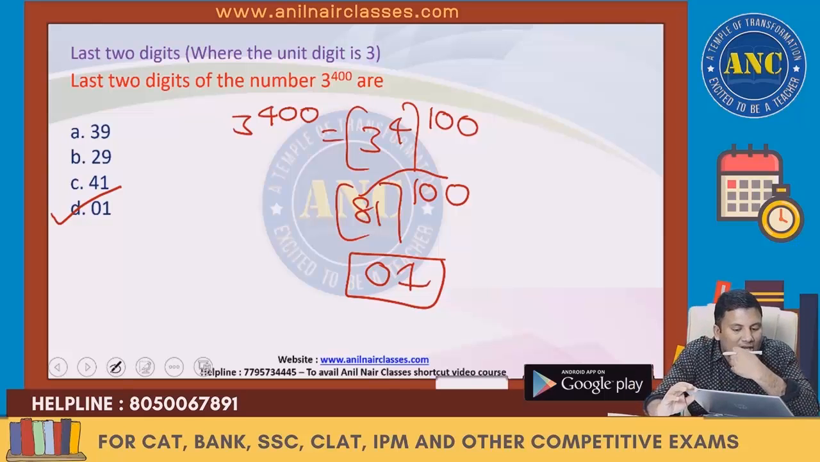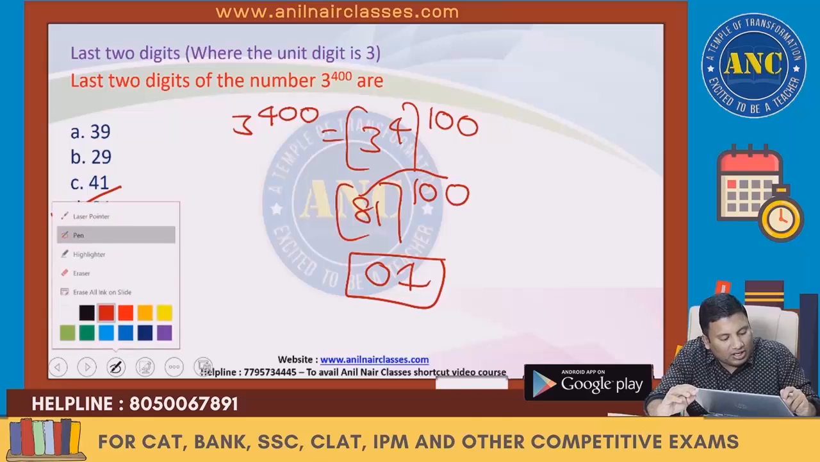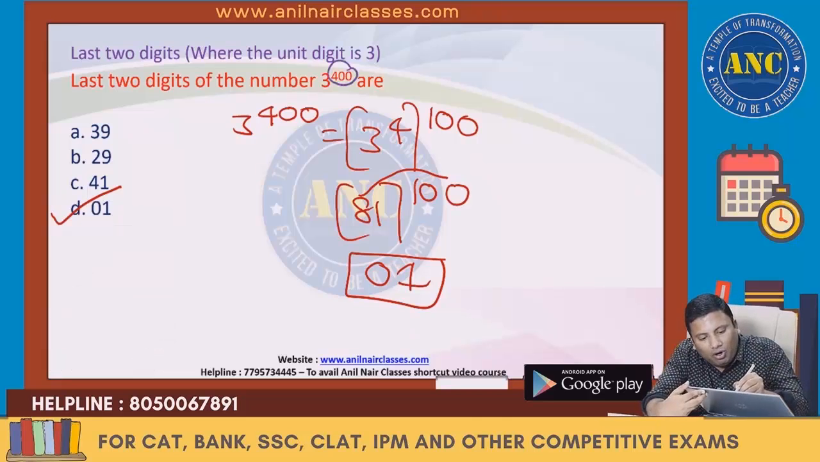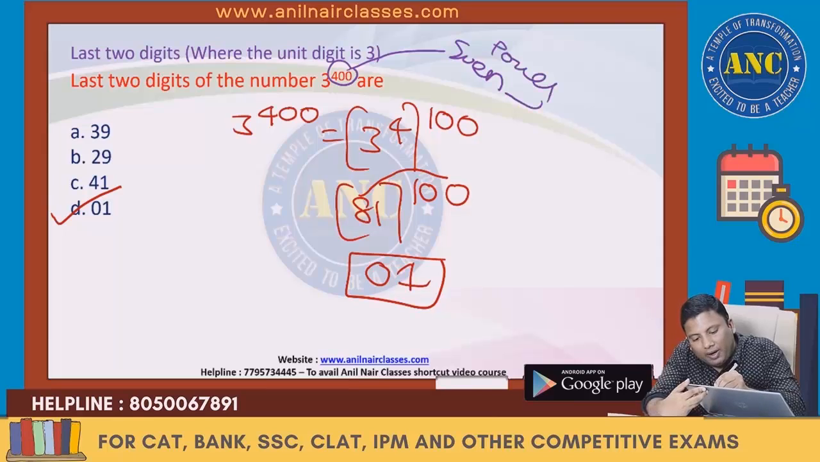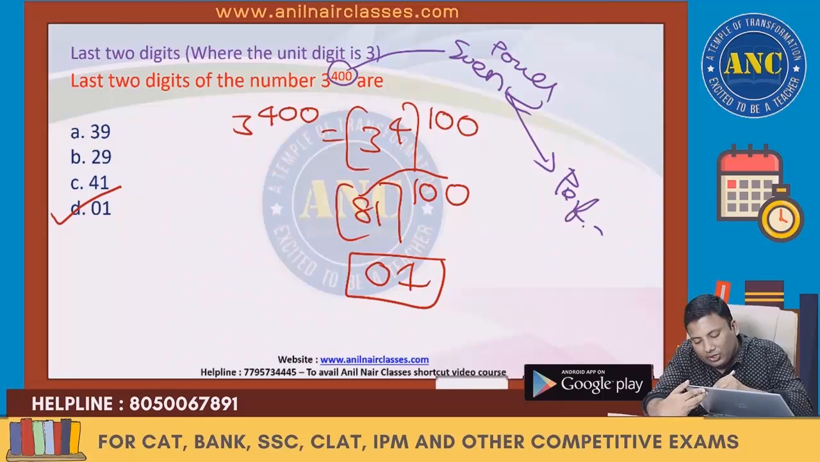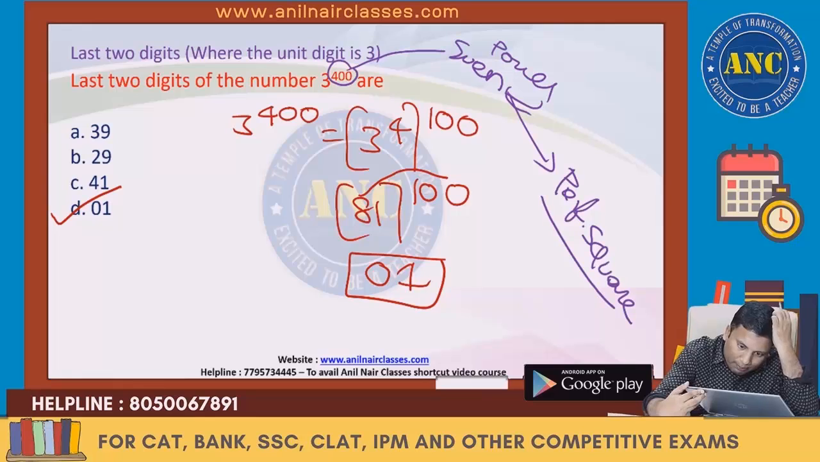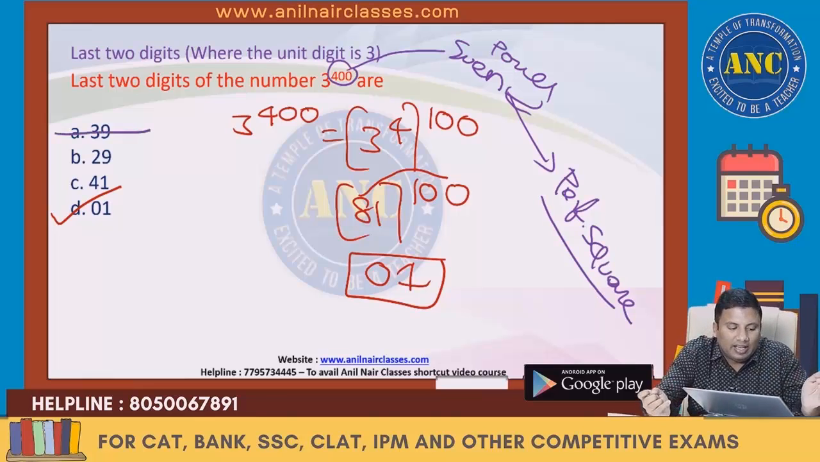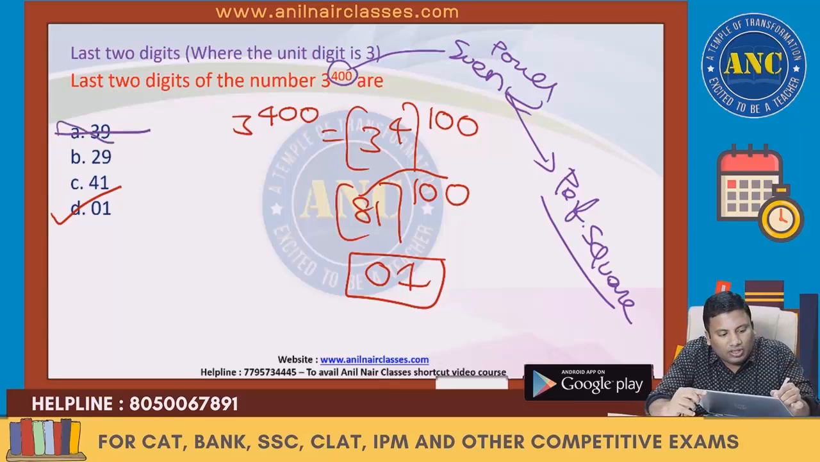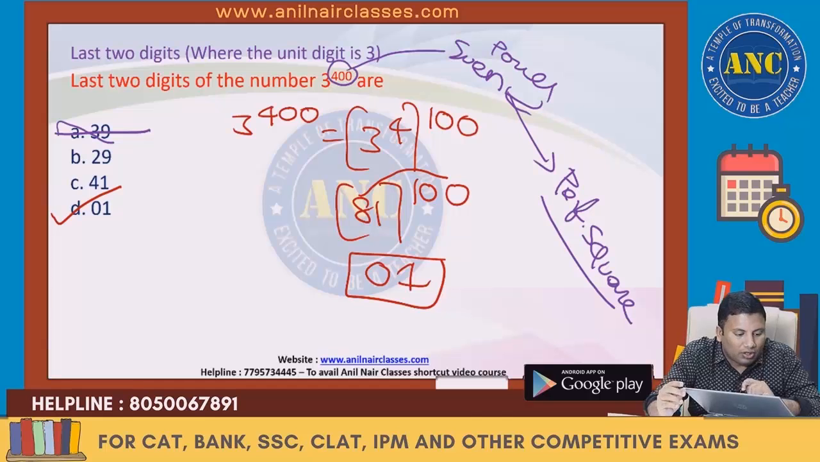This is where you can use the logic which I discussed right now. 400 is an even number. Power is an even number. If the power is an even number, it has to be a perfect square. So, any perfect square ending with 9, tens place has to be even. So, 39, 3 is out. Now, we are there in these 2 options.